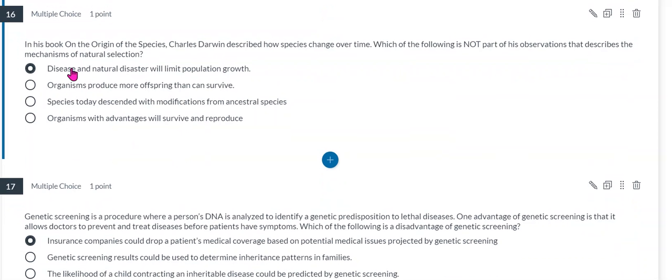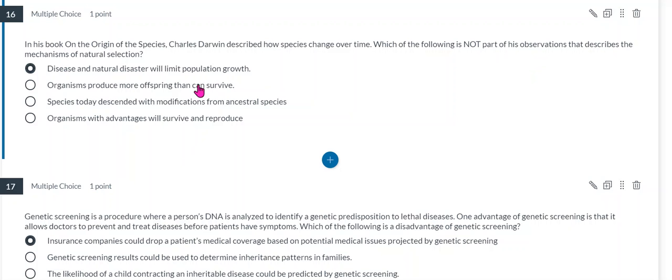Number 16. In Darwin's book Origin of Species, he said species change over time. Which of the following is not one of his observations that describes the mechanism of natural selection? Disease and natural disaster will limit population growth. That is something which he did not mention.